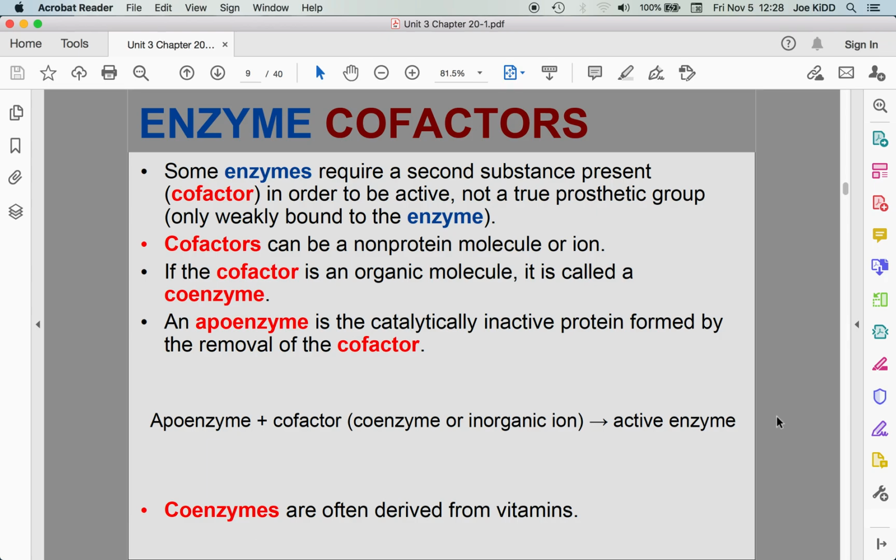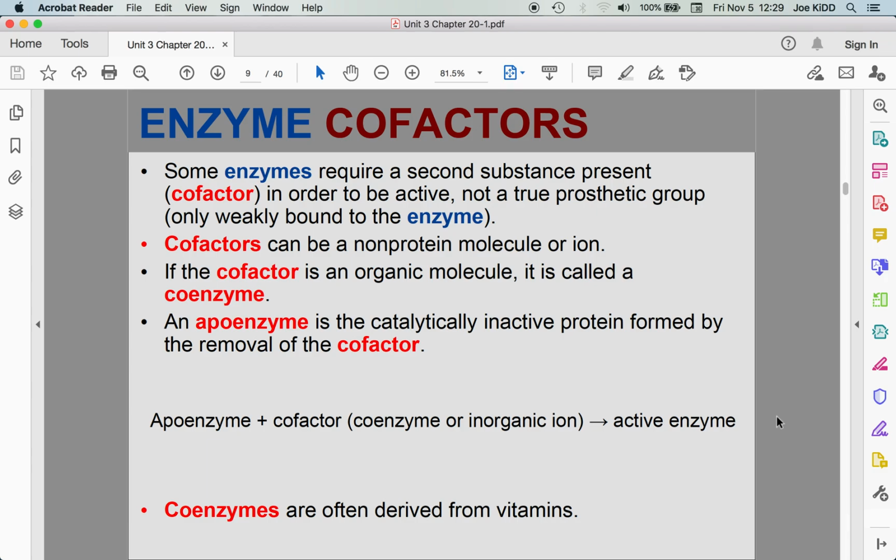So one of the ways that an enzyme can be regulated is with the use of cofactors. Sometimes an enzyme will require a special second substance in order to be turned on. It's only going to be kind of weakly associated with it, so it can be popped on and off. If the second substance is an organic molecule of some sort, we would call that a coenzyme. If it's a non-organic molecule, like an ion or something like that, or non-protein, then we would call that a cofactor. Many of the enzymes in our bodies require cofactors.